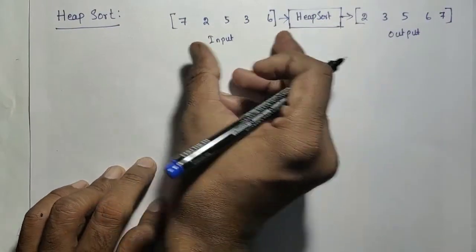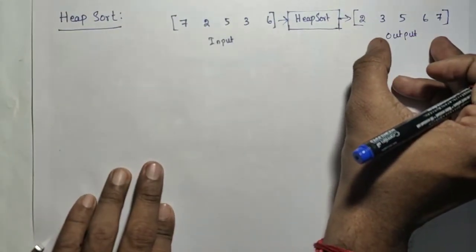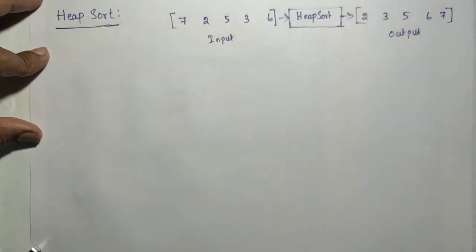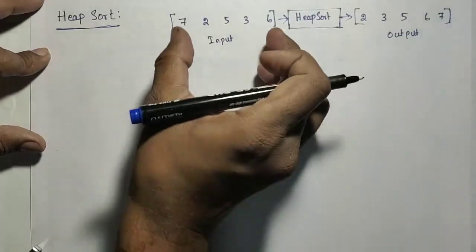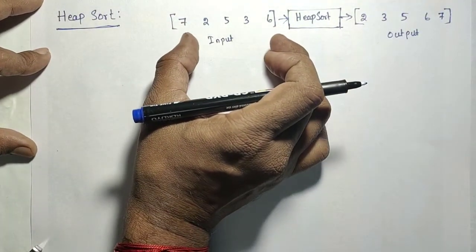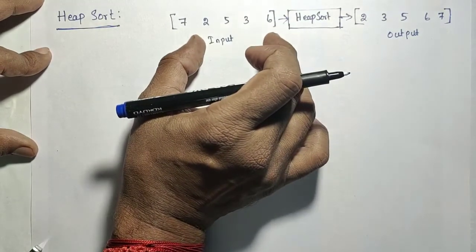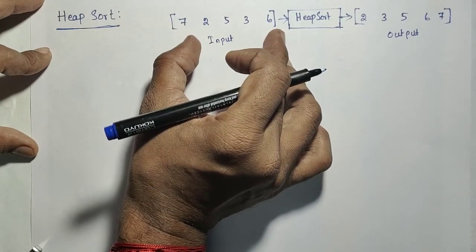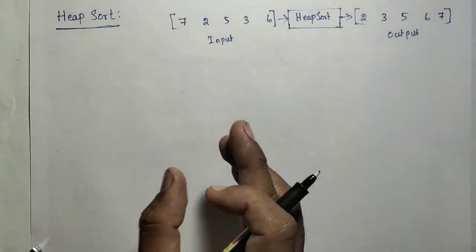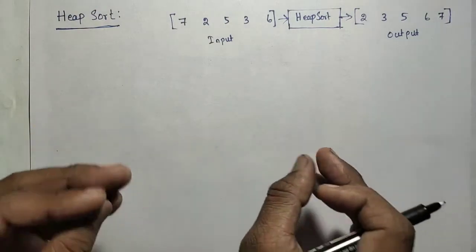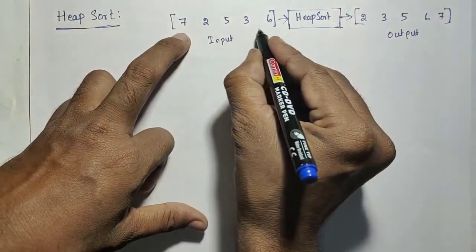An array of elements is the input, and the array with the elements sorted is the output. So we are going to use the heap sort algorithm. For that, we know that if you are storing elements in an array, by default it can be considered as a nearly complete binary tree. We discussed that already. So the input array can be considered as a nearly complete binary tree.